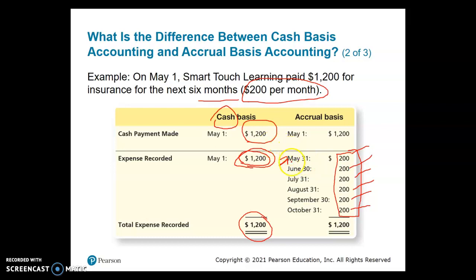We're matching the expense in that same time period that the expense was incurred. So hopefully that makes sense. In the end, the total expense will be the same, but it's the timing. For the accrual basis, we're expensing $200 for the month of May because $200 was used or incurred. We're expensing $200 for June because $200 of that insurance was used or incurred. Same thing, and that goes on.